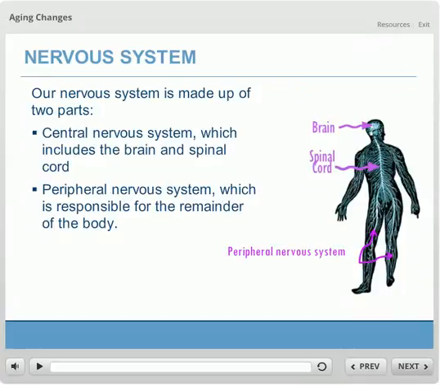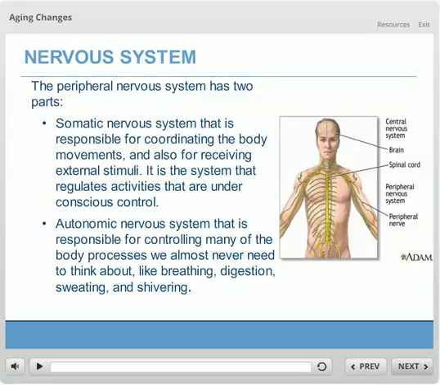Our nervous system is made up of two parts: the central nervous system, which includes the brain and spinal cord; and the peripheral nervous system, which is responsible for the remainder of the body. The peripheral nervous system has two parts: the somatic nervous system, which is responsible for coordinating the body movements and also for receiving external stimuli. It is the system that regulates activities that are under conscious control. The autonomic nervous system is responsible for controlling many of the body processes we almost never need to think about, like breathing, digestion, sweating, and shivering.